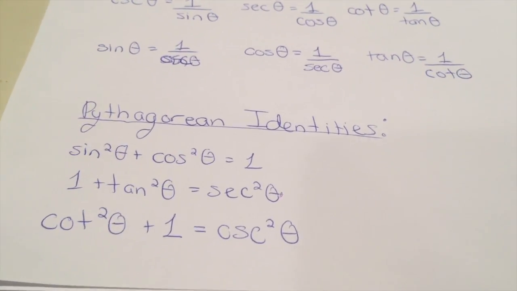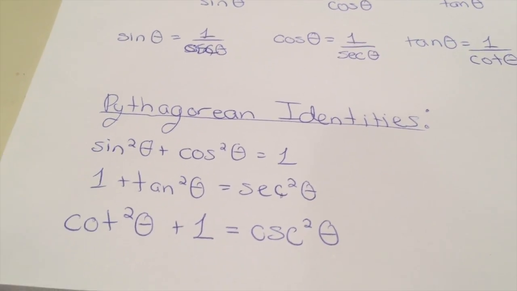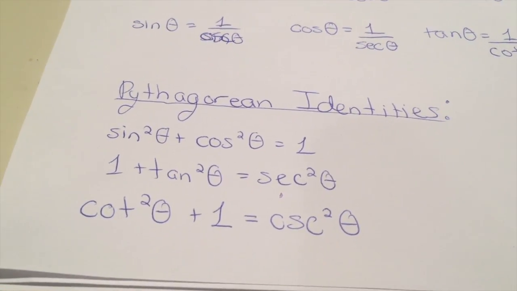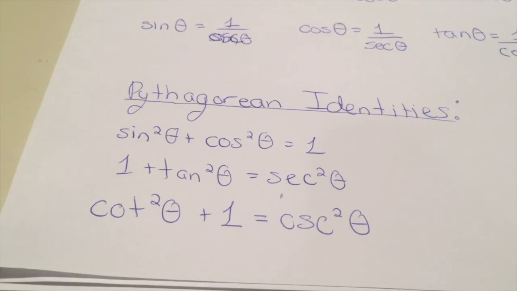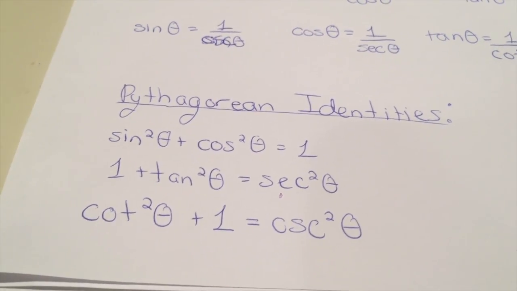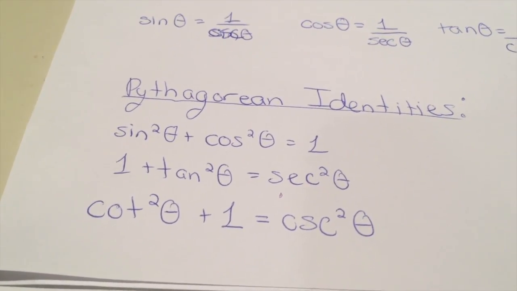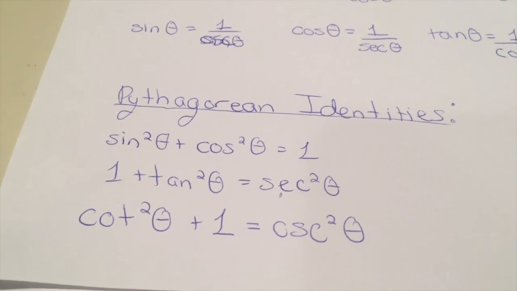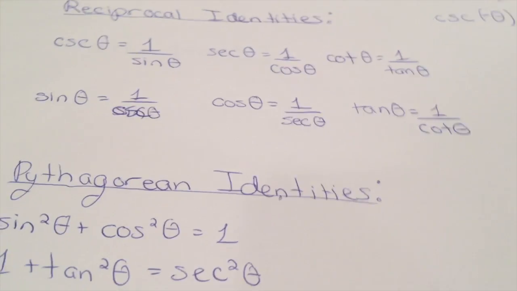Next, we have our Pythagorean identities, which is sine squared theta plus cosine squared theta equals 1, 1 plus tan squared theta equals secant squared theta, and cotangent squared theta plus 1 equals cosecant squared theta.